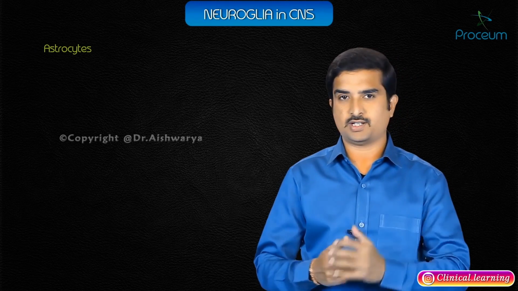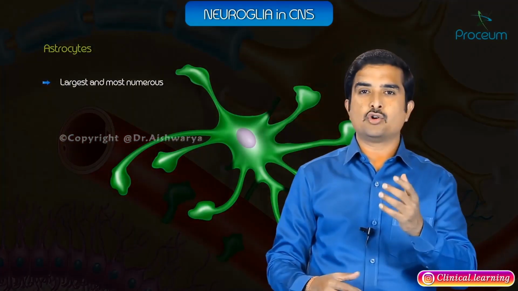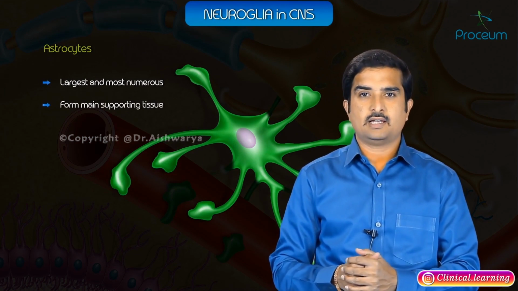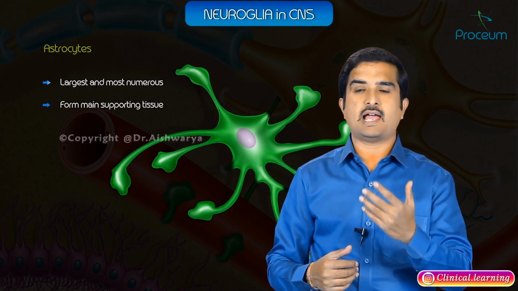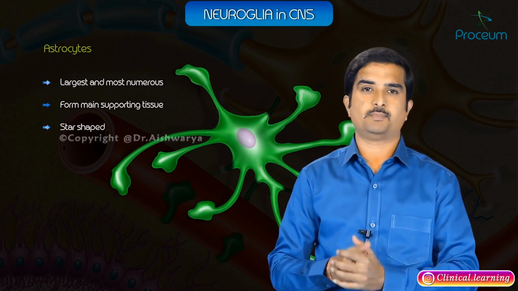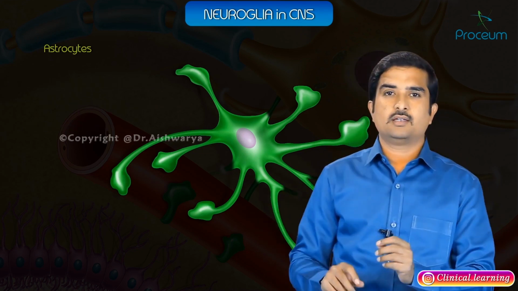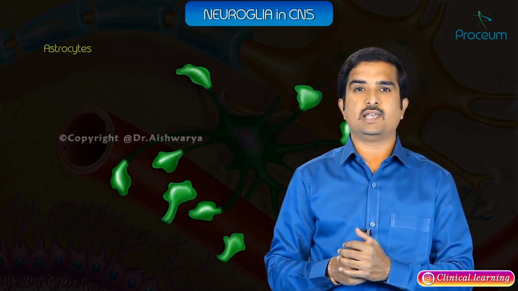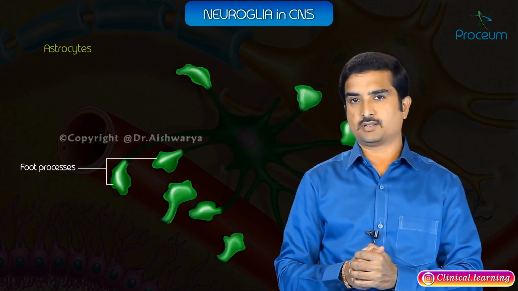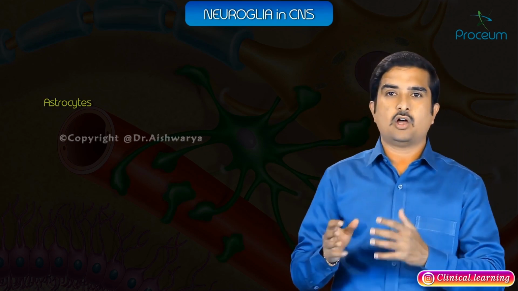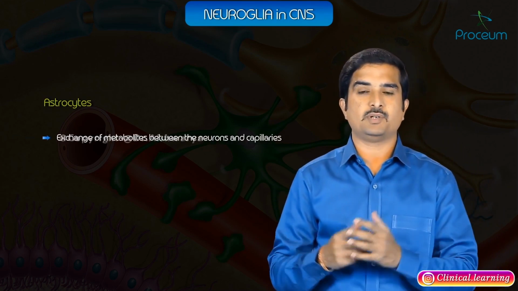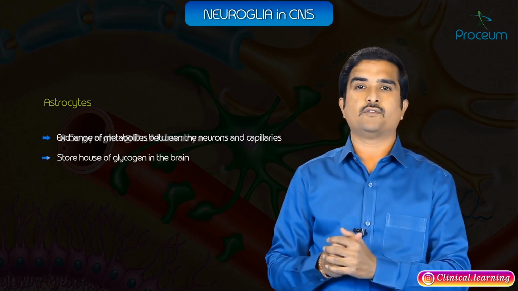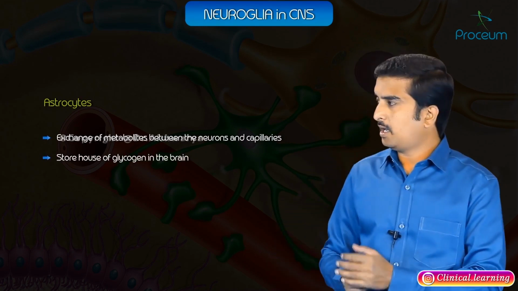First is the astrocytes. They are the largest and most numerous cells of all, and they form the main supporting cells, and because of the shape they are called astrocytes, and they are star shaped. Structurally, they have long dendrite-like processes with small swellings at the end of the foot processes. And astrocytes are involved in the exchange of metabolites between the neurons and capillaries, and they are considered to be the storehouse of glycogen in the brain.